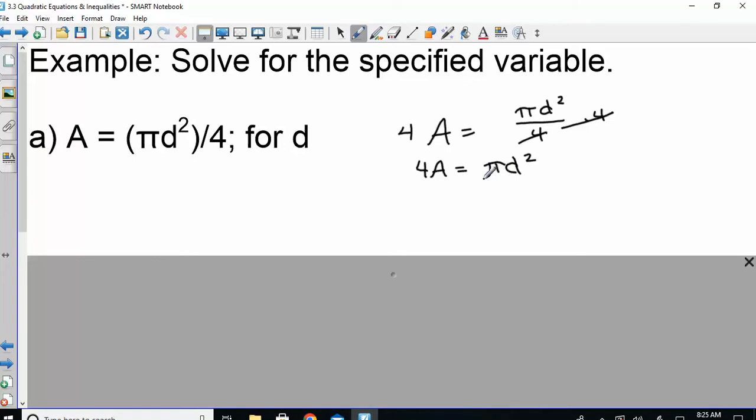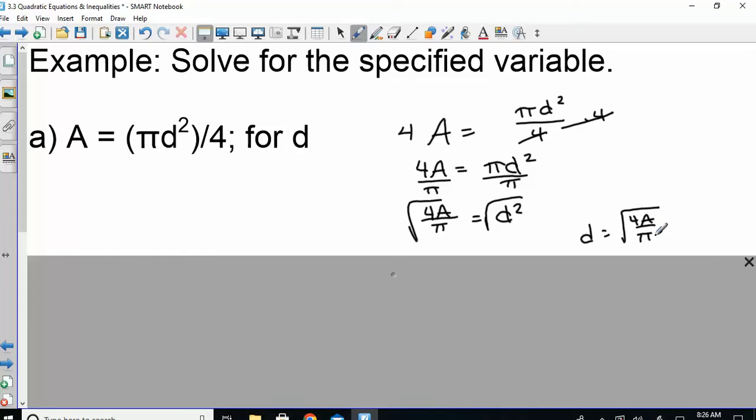We should still do square root too. So now we need to divide by pi. So we have 4a divided by pi equals d squared. Square root. Typically with the square root, it's plus and minus. I should have specified in here, d is a distance here, or a diameter, distance across the circle, so it would have to be a positive number.